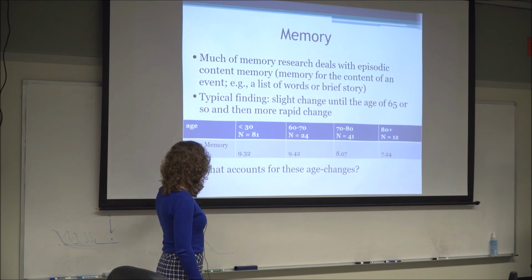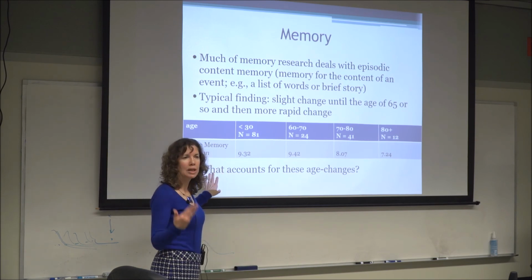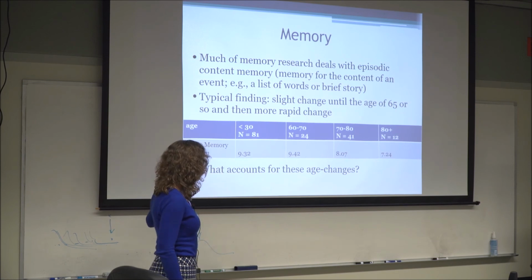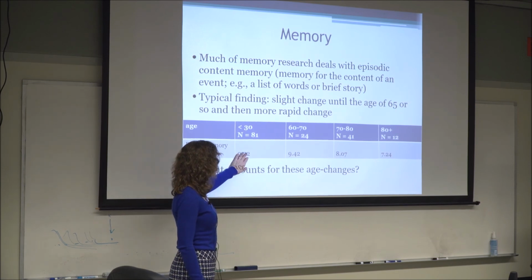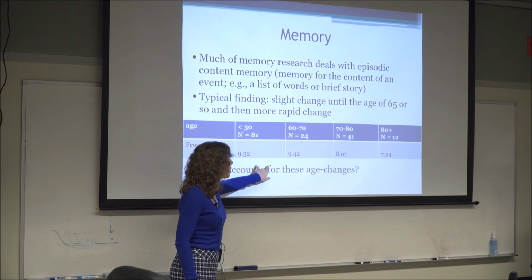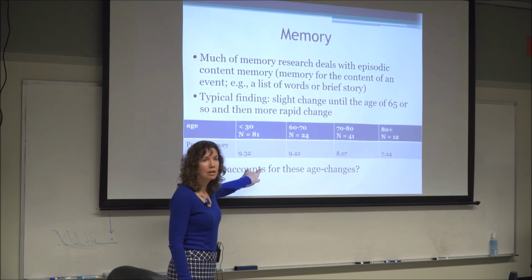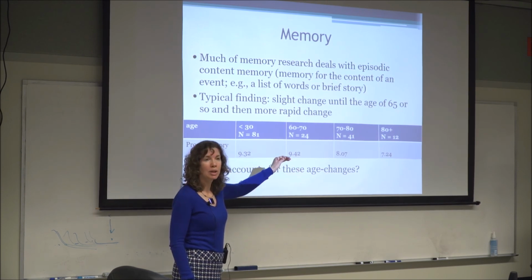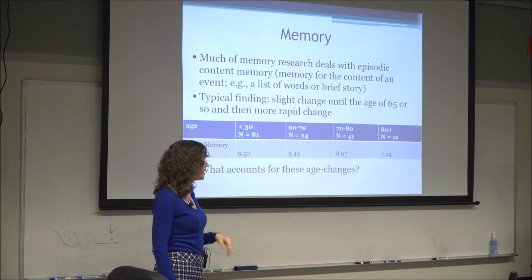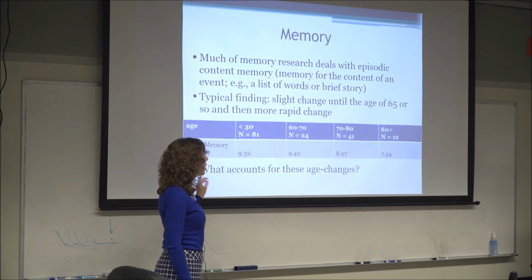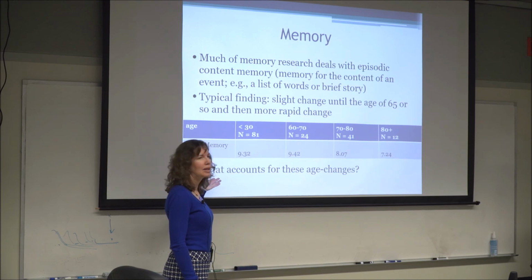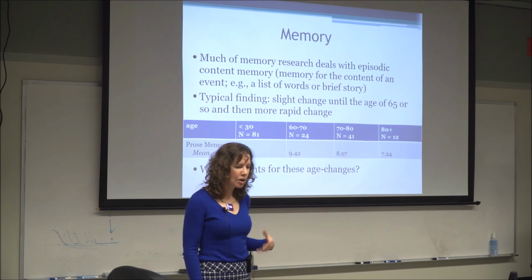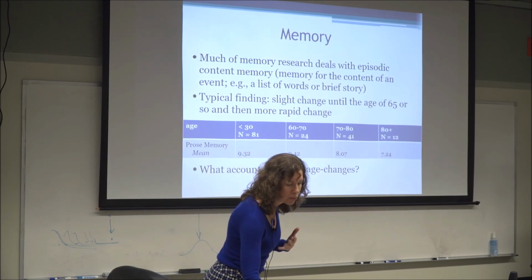So this is from a prose memory test. We read the person a paragraph, and then we see how much information they're able to recall. And you can see that those under the age of 30 and those 60 to 70 are recalling about the same amount of information, about 9 units of information, but that information decreases when one gets to 70 and 80 and then to 80 plus. So one of the biggest questions we've asked is what accounts for these age-related changes? Why is it that older adults are having more difficulty with their memories?